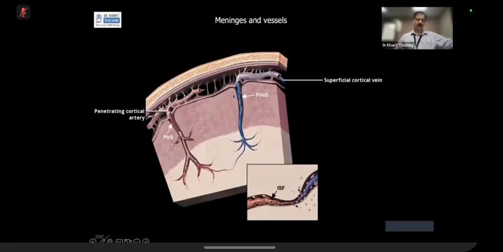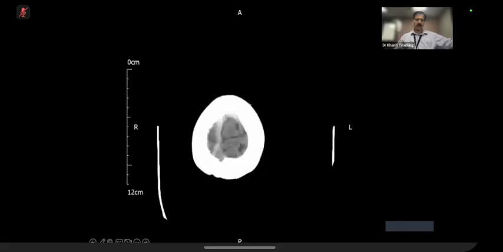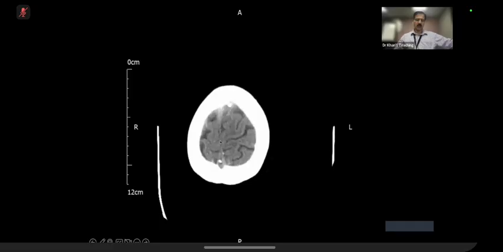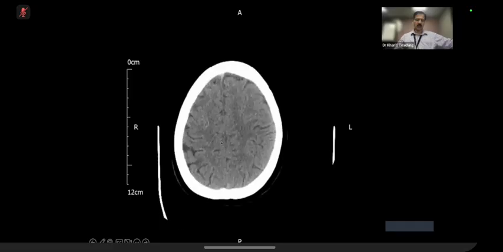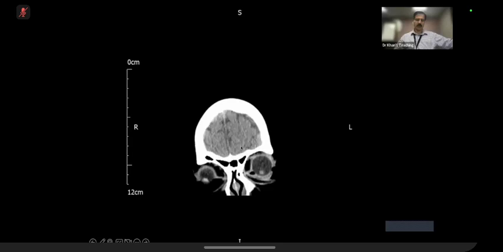And then the cortex is involved. So this is a case of dural sinus thrombosis with cortical vein thrombosis. Just to make a point, from my collection, I am showing you that on a non-enhanced CT, you can see that the dural sinus, the superior sagittal sinus, is thrombosed, right? Now, this is a non-enhanced CT.